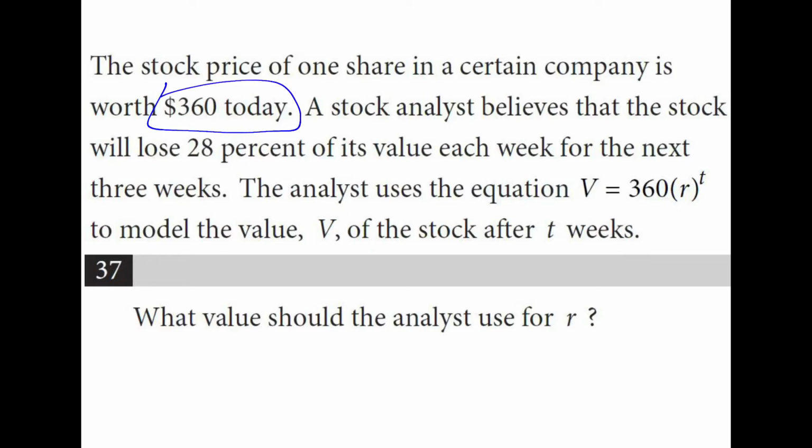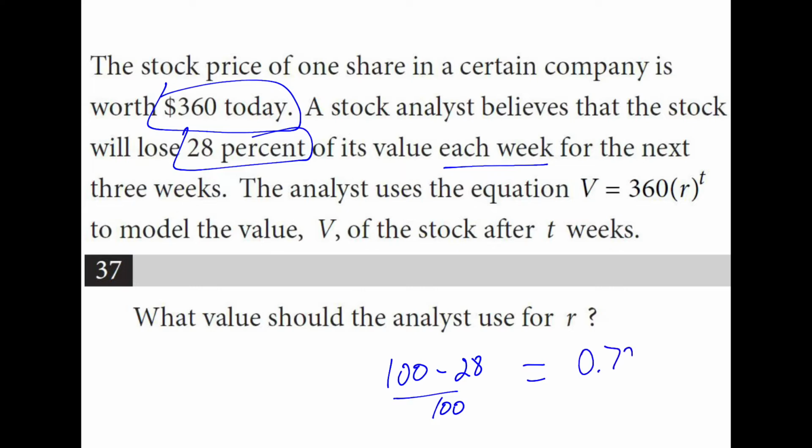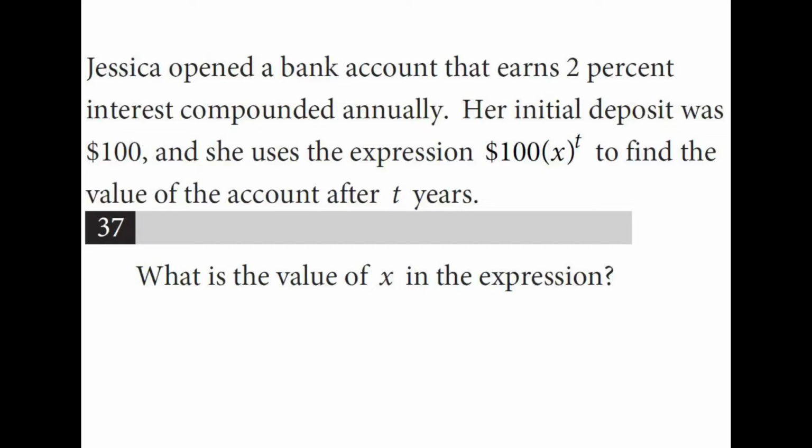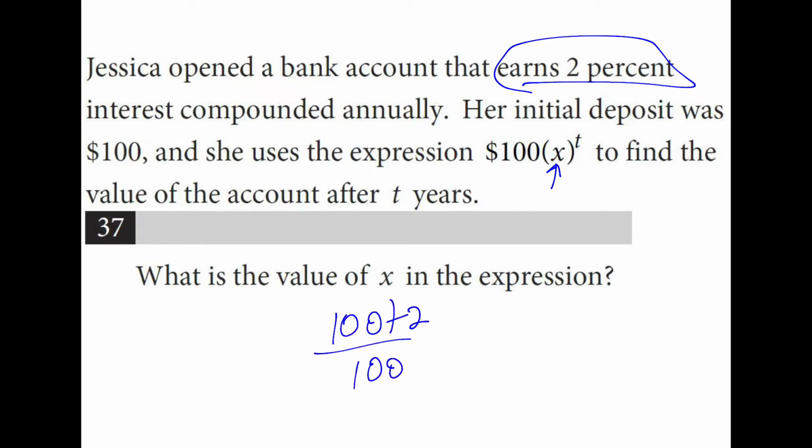Stock price started at 360, and it's going to lose 28% each week. So R is going to be 100 minus 28 over 100, or in other words, 0.72. If we're earning 2% compounded annually, our 2% will be 100 plus 2 divided by 100, or in other words, 1.02.